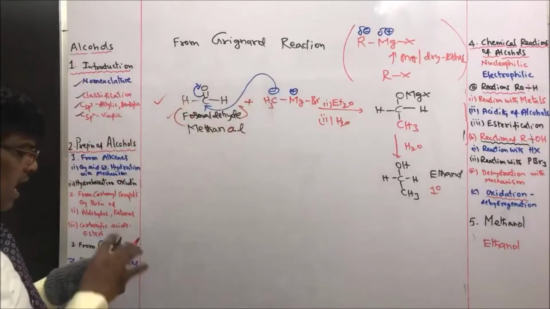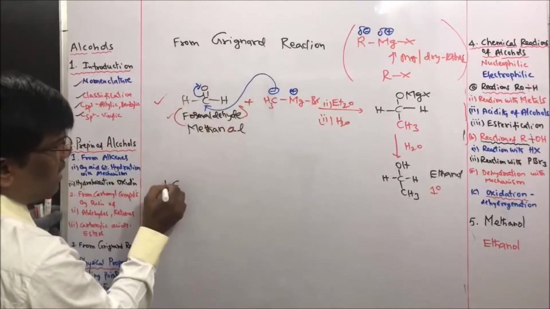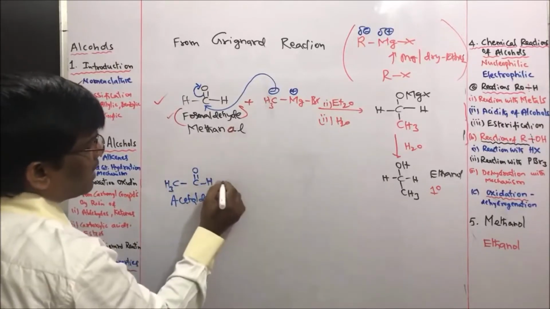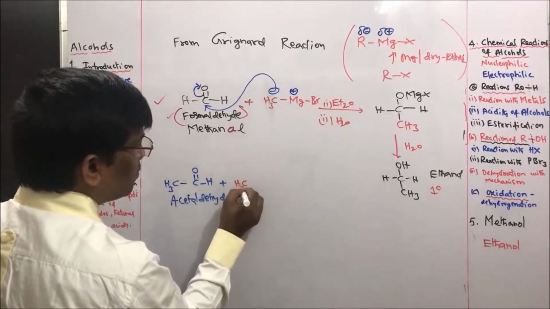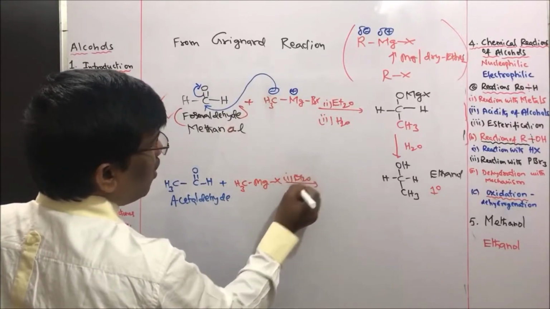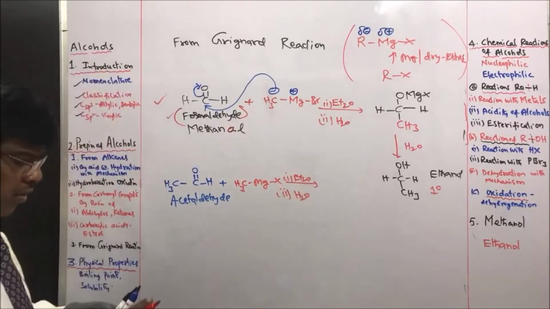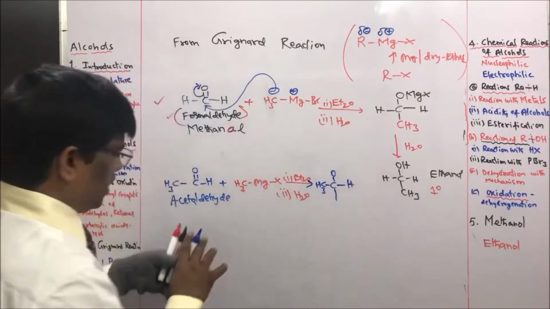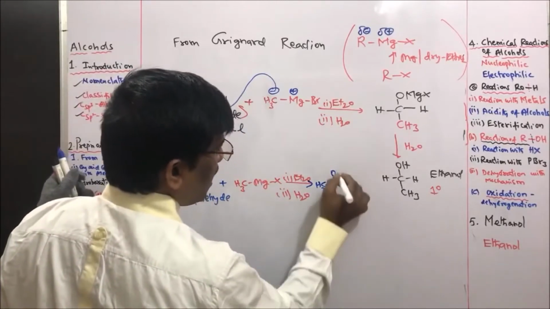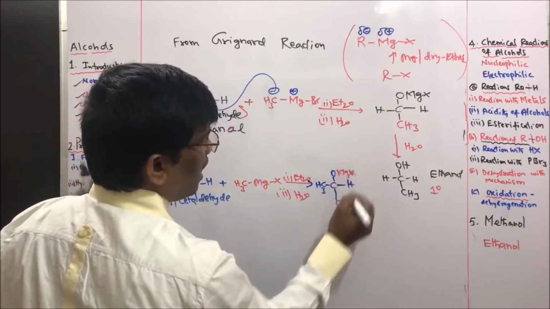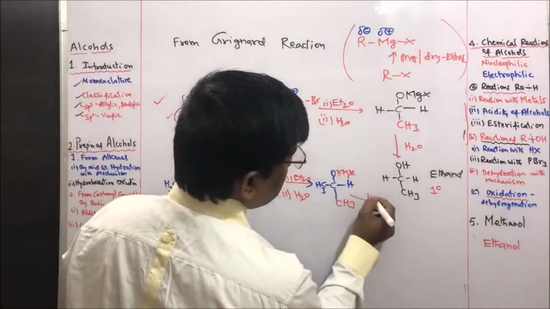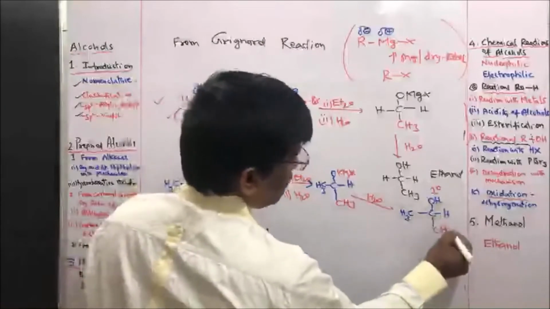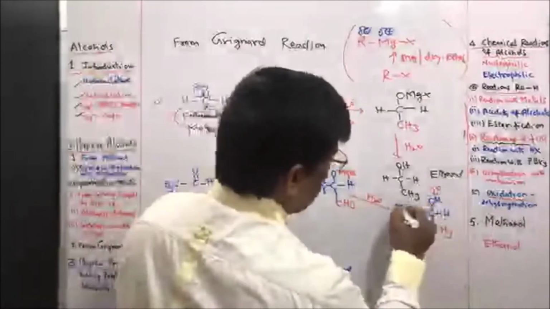In place of formaldehyde, if I use acetaldehyde, CH3CHO, and do the reaction with methyl magnesium halide in ether followed by hydrolysis, I am going to get this: CH3, hydrogen is here, and this methyl group is added here, now with magnesium halide. When I do the hydrolysis I am going to get CH3CH(OH)CH3. It is a secondary alcohol.